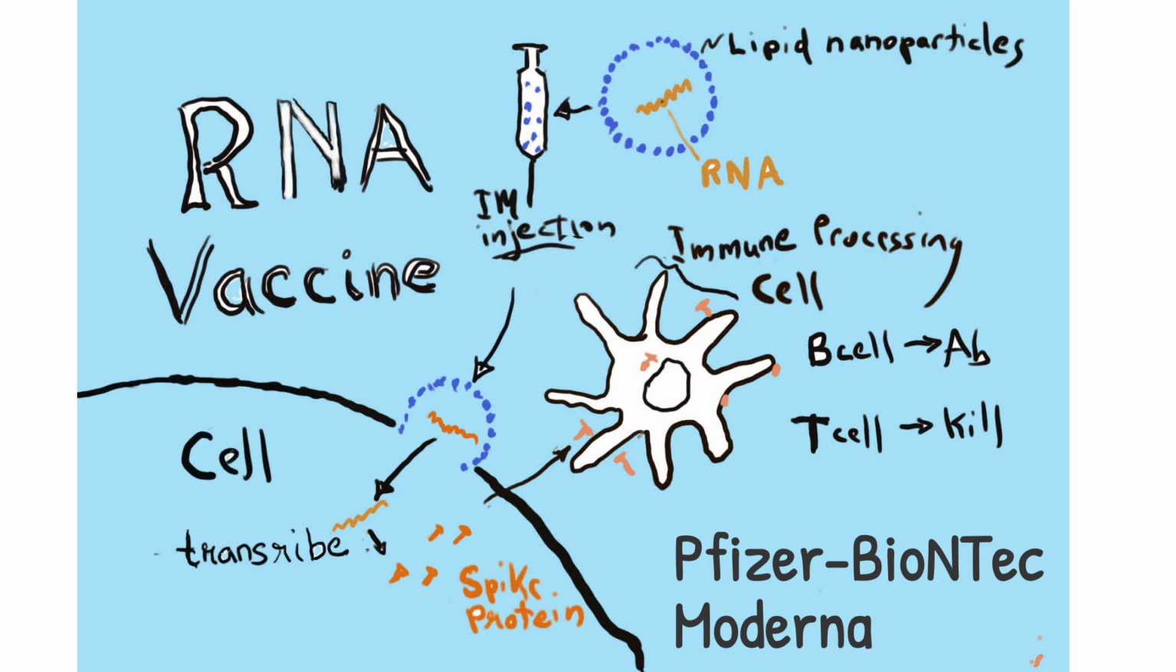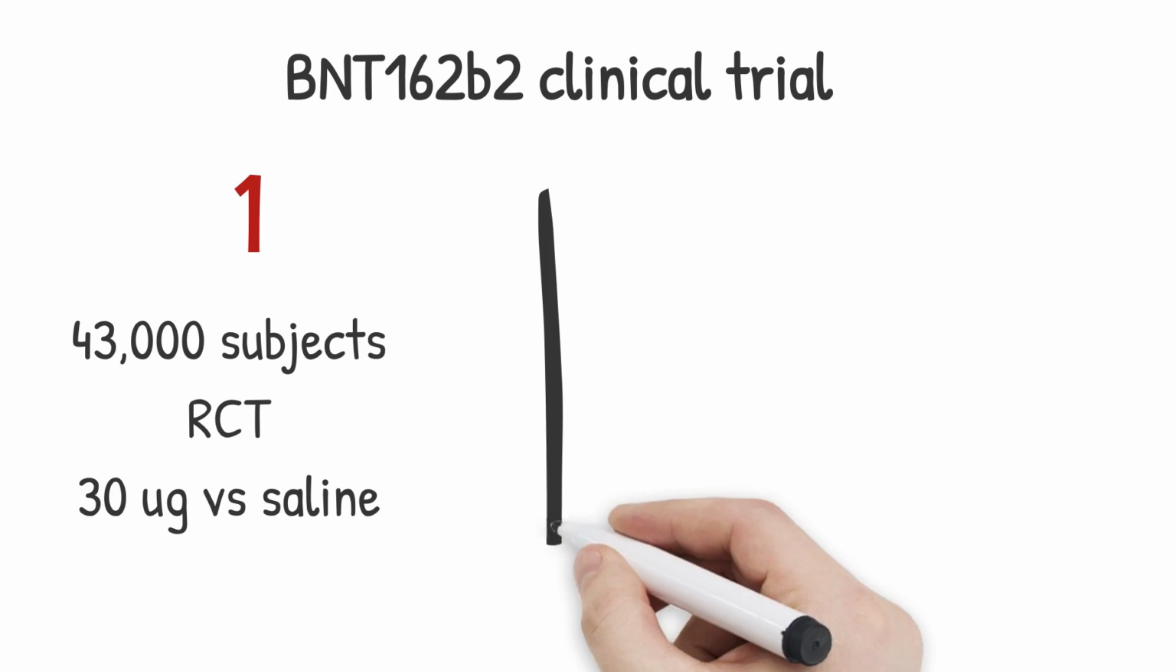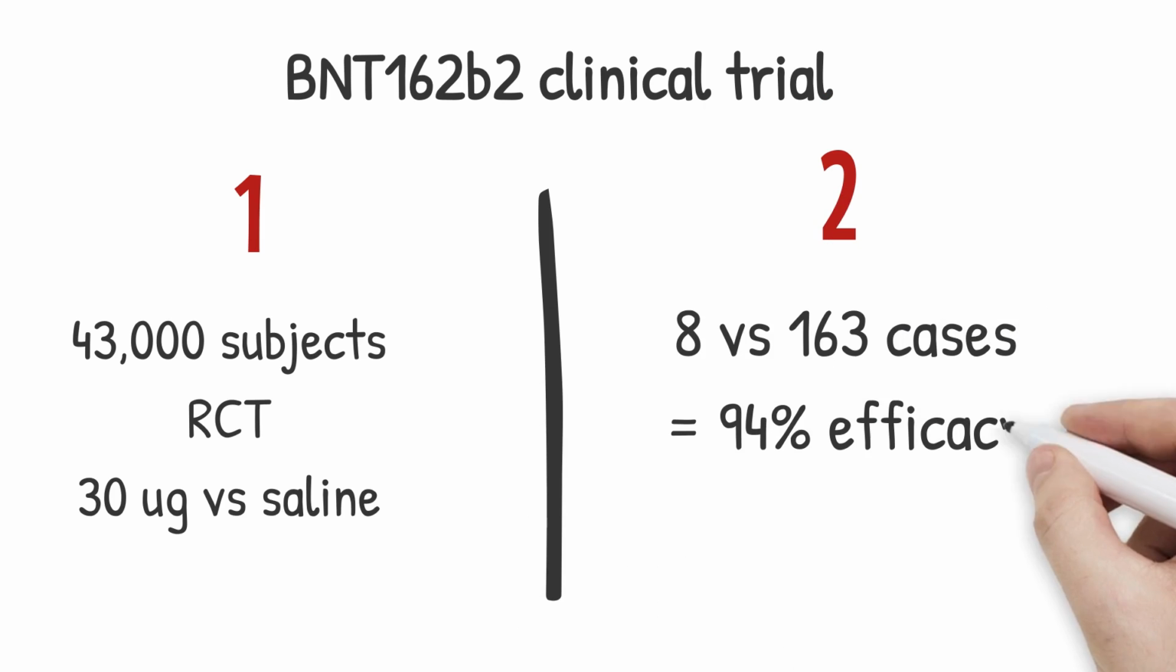The Pfizer-BioNTech vaccine is called BNT162b2. A randomized clinical trial, RCT, consisting of 43,000 subjects compared 30 micrograms of vaccine to control subjects who were injected with saline. Of the half who received the vaccine, 8 developed COVID-19, while 163 in the placebo or control group became infected. This represents a 94% efficacy.